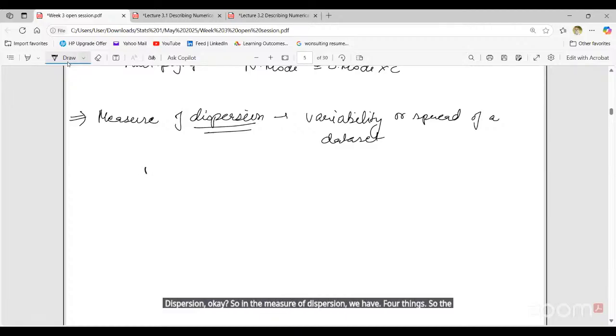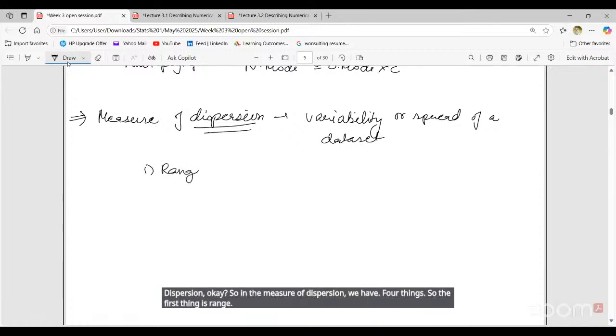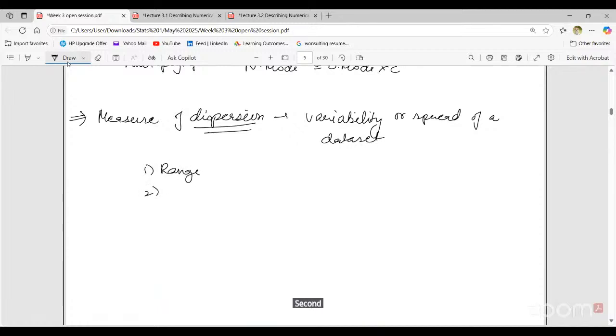So the first thing is range. Second is variance. Third is standard deviation. And the fourth is interquartile range.